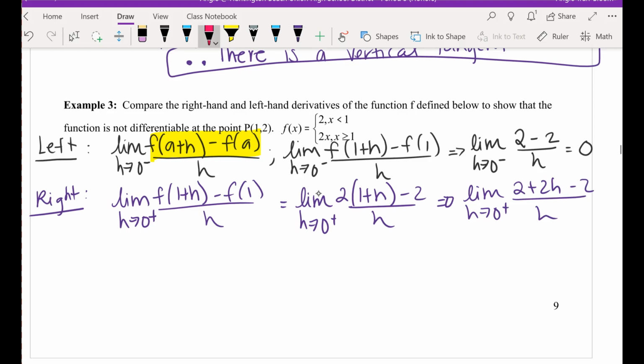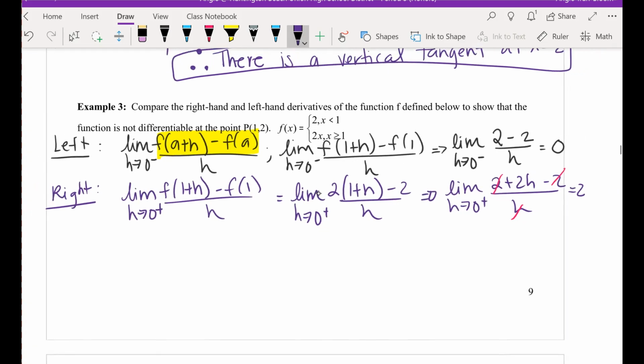When I cross out a lot of stuff, what's left over? 2 is the slope. Those of you who are in physics can check pretty quickly. Those who are not, just trust your algebra skills. Based on your definition, we already told you that it's not differentiable at 1. But what kind?